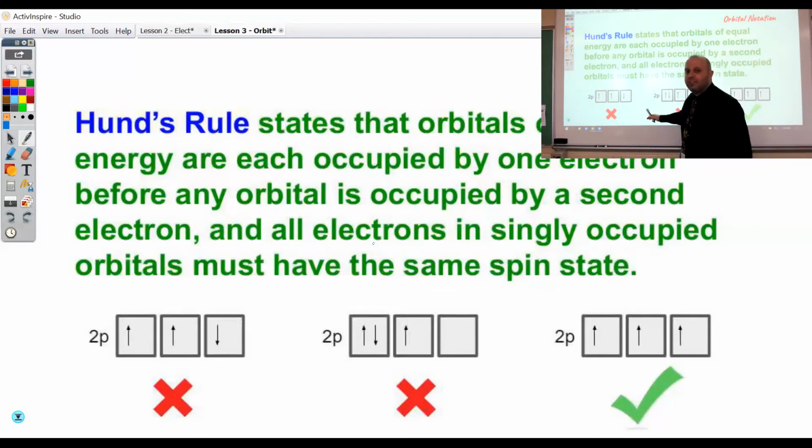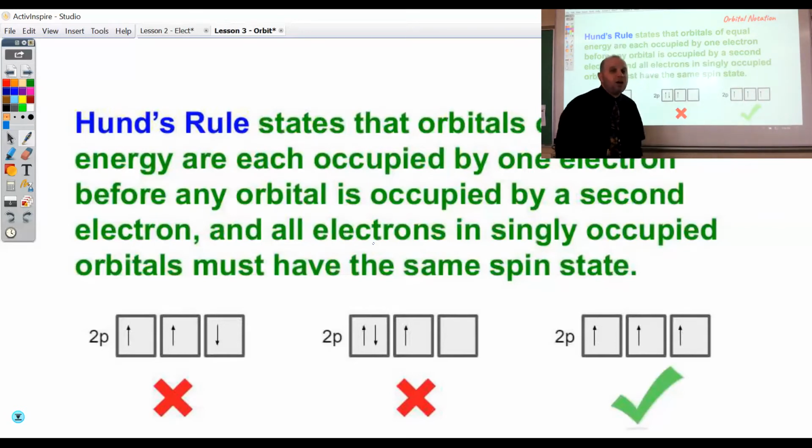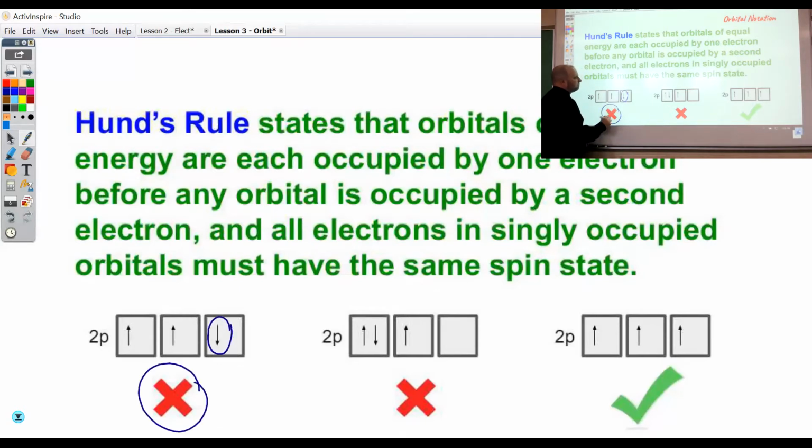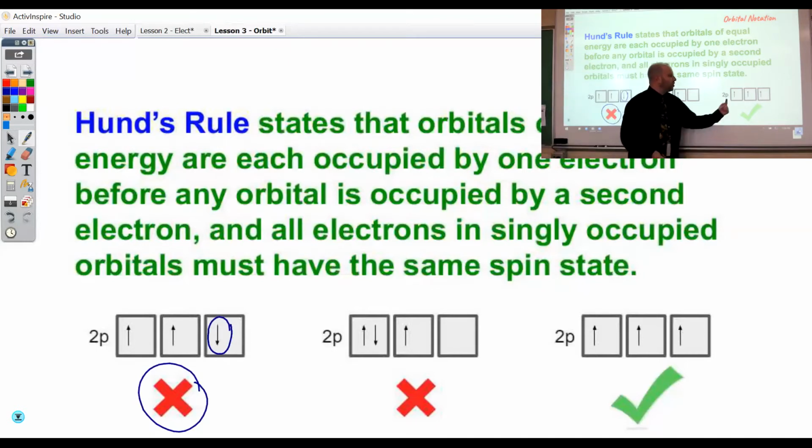So I have 3 examples along the bottom here. Let's talk about why the first 2 are incorrect and the third one is correct. So first of all, if you notice, the second part of this statement says all electrons in singly occupied orbitals, that means with just 1 electron, must have the same spin. So because these 2 are pointing up and this one is pointing down, this is a wrong answer. Notice that in the correct answer, all 3 electrons are pointing in the same direction.